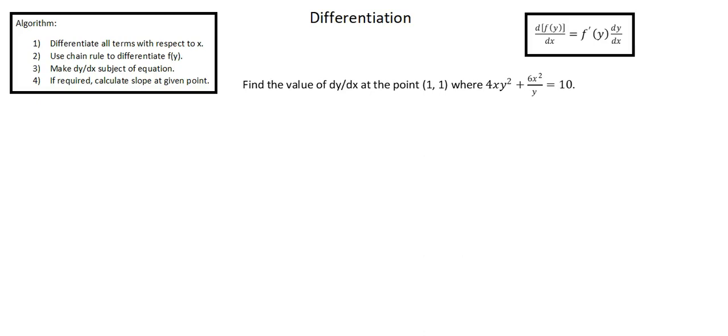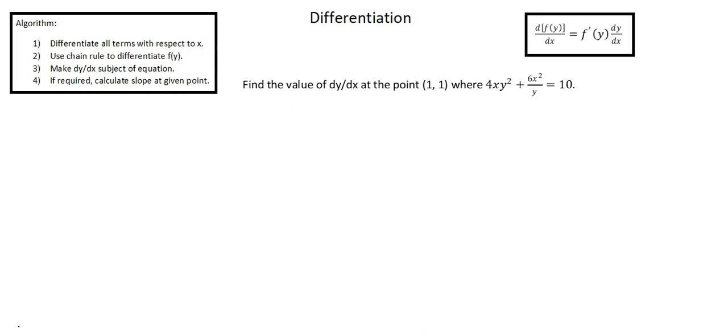Our topic is differentiation. This is implicit differentiation, example 2. Our requirement reads, find the value of the derivative of y with respect to x at the point (1, 1), where 4xy squared plus 6x squared over y equals 10. Applying our algorithm, step 1, differentiate all terms with respect to x.